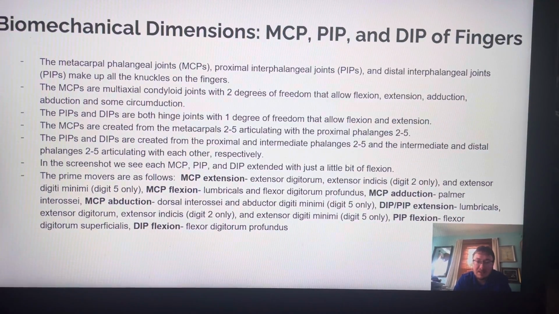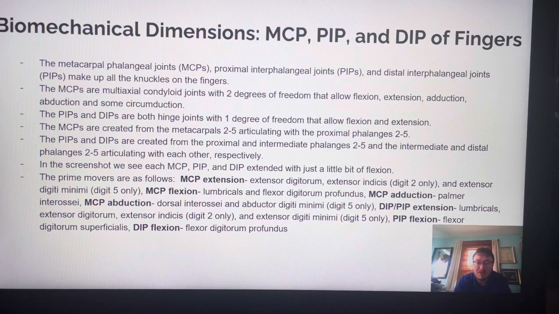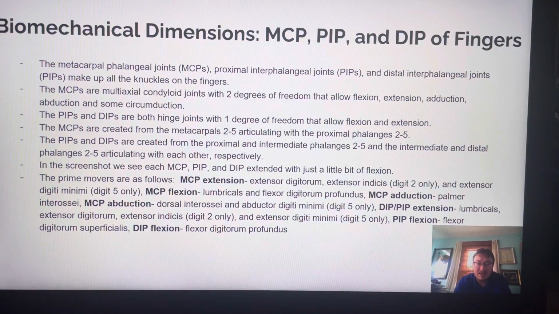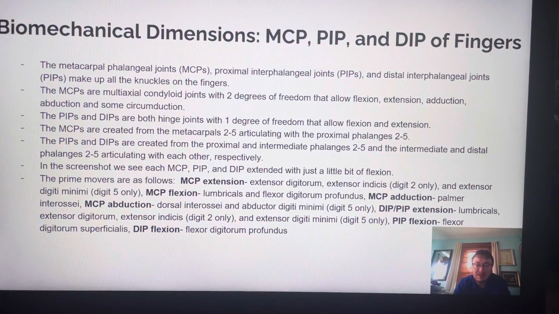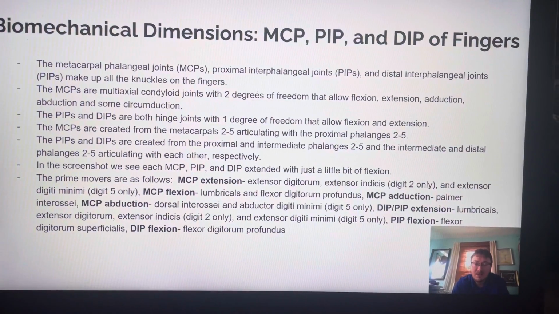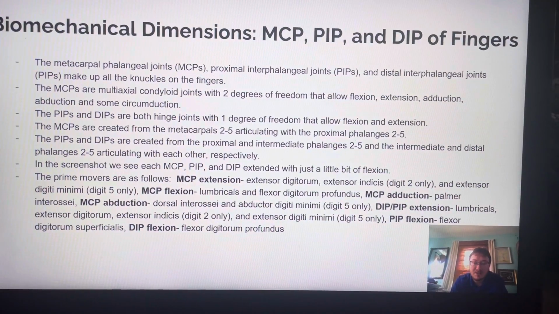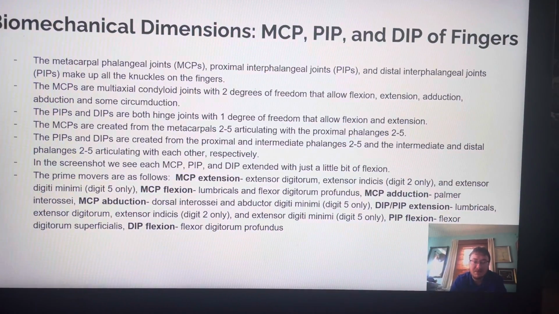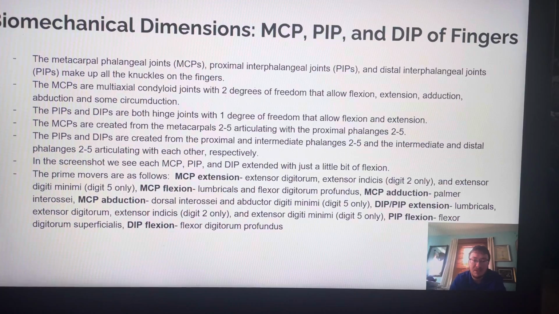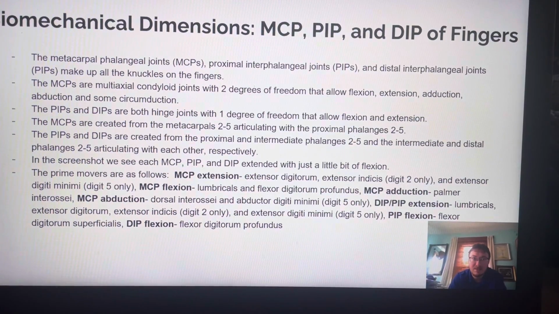PIP and DIP extension are all the same muscles. It's going to be your lumbricals, extensor digitorum, extensor indicis affecting only the 2nd digit, and the extensor digiti minimi affecting the 5th digit. PIP flexion is going to be your flexor digitorum superficialis, and your DIP flexion is going to be your flexor digitorum profundus.